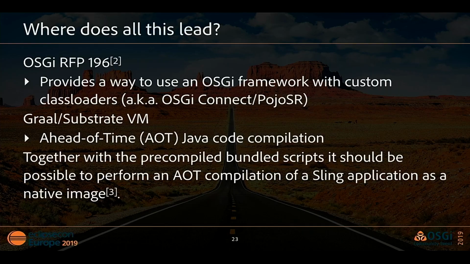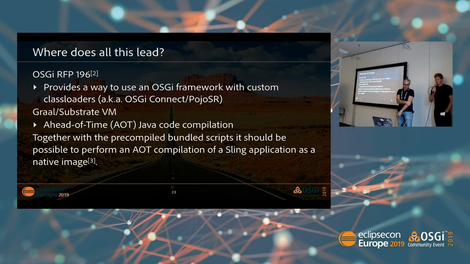Right. So we're coming to an end here. I just want to mention that while not the initial motivation as such, the nice thing about pushing down the scripting stuff, at least in the precompiled case, is that we are also hoping that we can leverage the new OSGi RFP 196 that's going on, which is called OSGi Connect, and is trying to make it simpler, or at least possible, to ahead of time compile OSGi-based Java applications.